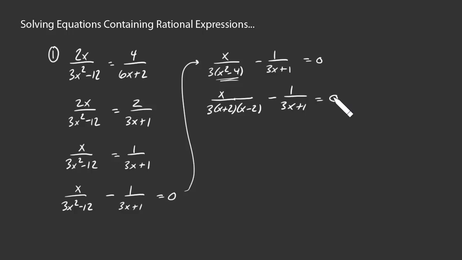equal to 0. Everything's completely factored now, so I can get a common denominator by adding the missing factors from each denominator. This one is missing 3x plus 1, so let's put it in top and bottom. That's the same as multiplying by a well-chosen value of 1. So I have x times 3x plus 1 over the product of all four of those things.